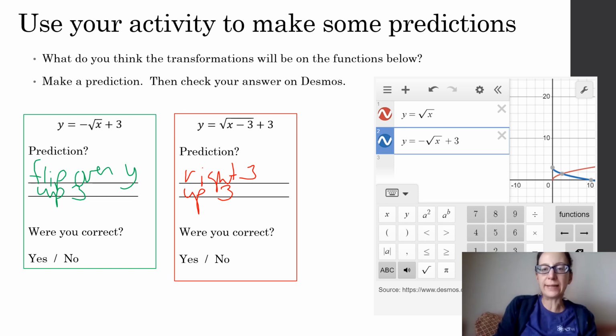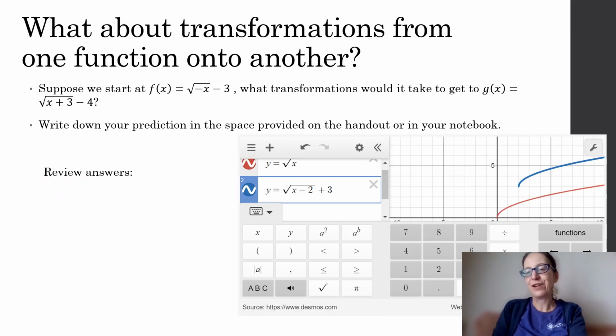Now let's come over here, and I am going to put in that parent function, because it's easier for us to see how the function is transformed when we can see where it started. So this will be the square root of x. Okay, and I can see that it is flipped over the y, so it's oriented the other direction, and it seems to have gone up 3. That looks right. So I'm going to go check it on Desmos here.